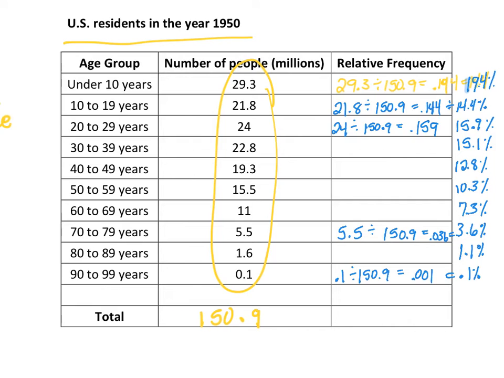So on the right, if you would add these all up, 19.4 plus 14.9 and all the way down, you will get about 100% if you add them up. And that's how it should turn out all the time. The relative frequency should always add up to about 100. It might not be perfect, but it should be pretty close.